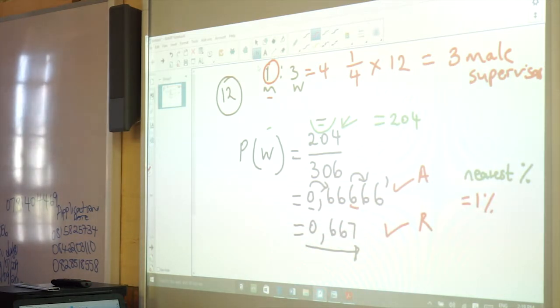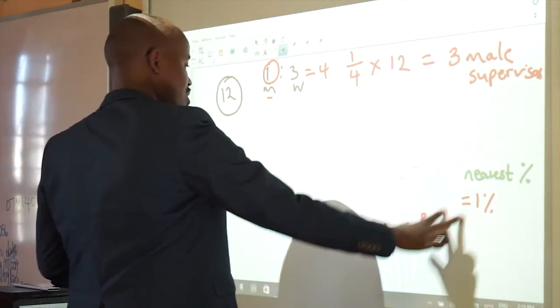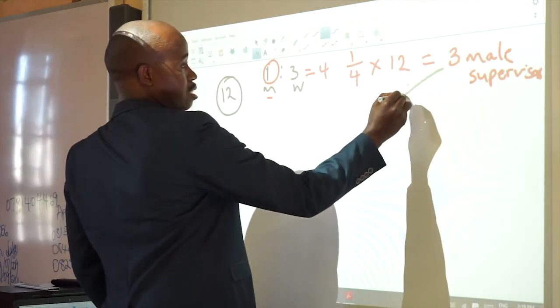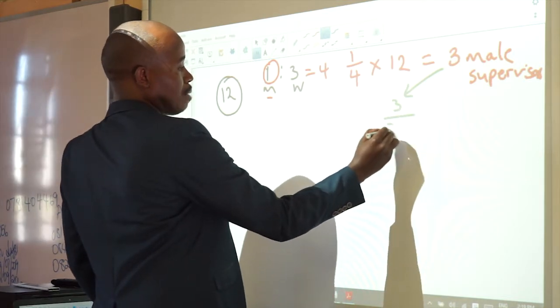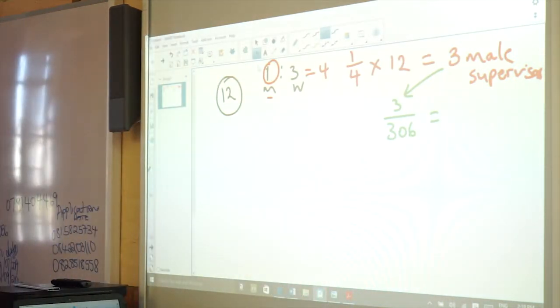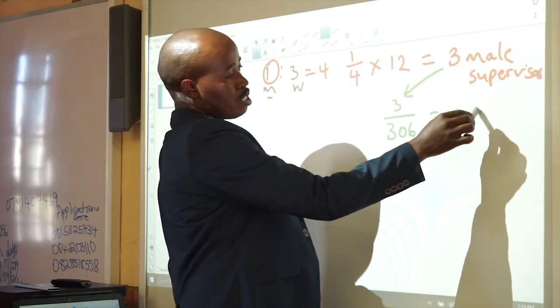So the probability of selecting a male supervisor as the employee, if you are calculating it, will be 3 out of 306. That means you will have 3 chances out of about 306. If you calculate this as a percentage, it is 0.098. Right, it's almost impossible, but because it's not 0, it's not impossible.